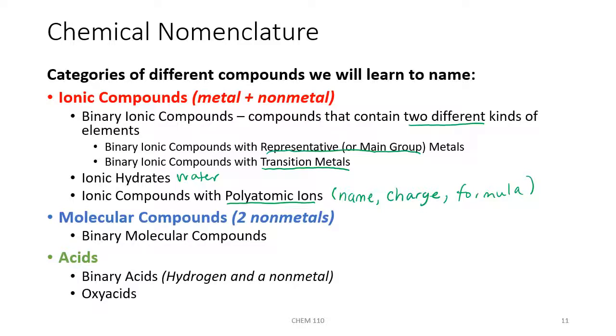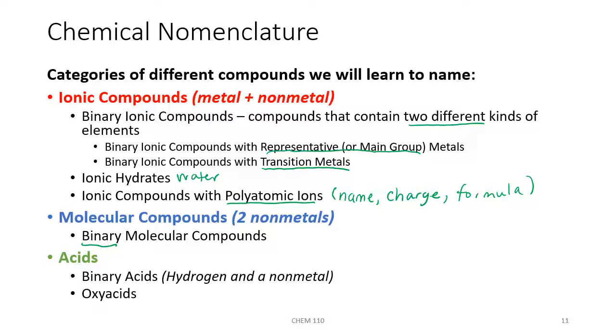The second main category will be molecular compounds. We know that molecular compounds are made up of 2 or more nonmetals, and in this class we'll just focus on binary molecular compounds. So binary refers to two different elements together. Lastly, we'll learn how to name acids. There are binary acids, which contain hydrogen with a different nonmetal, and then oxyacids, which are acids that are derived from the polyatomic ions that you'll learn.